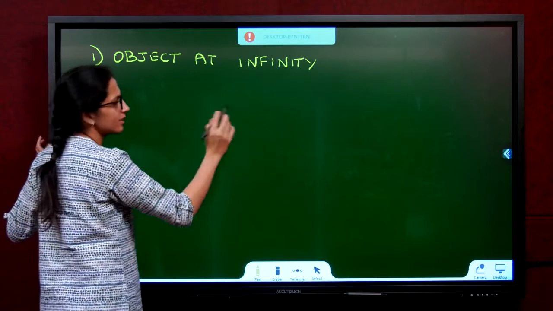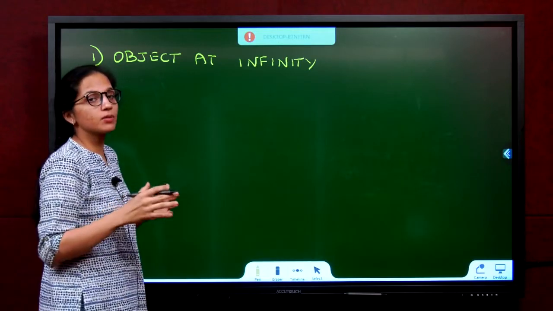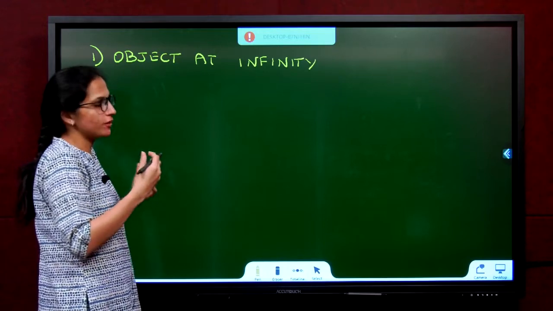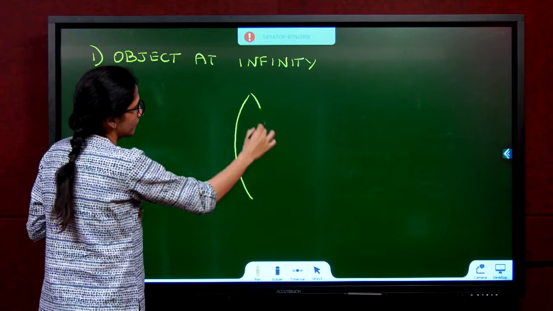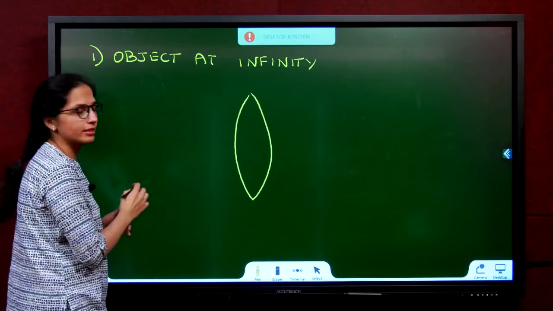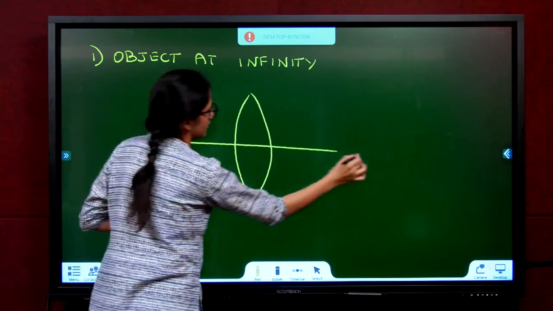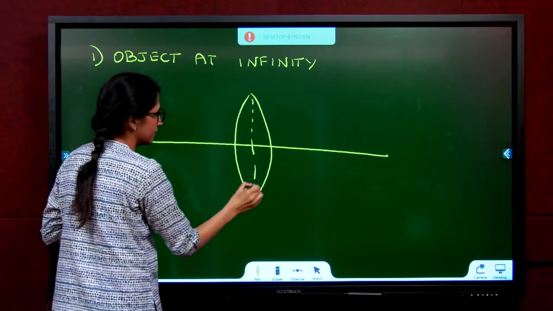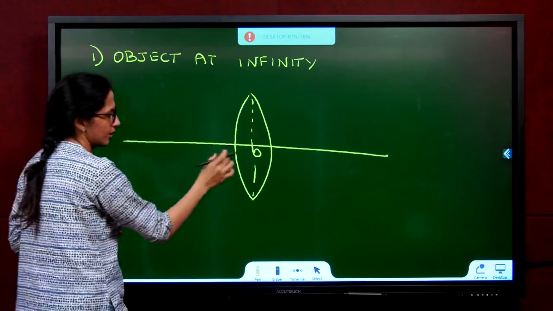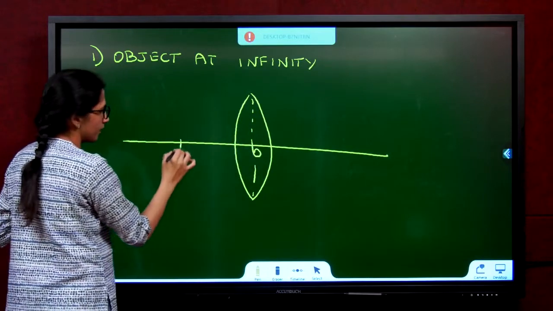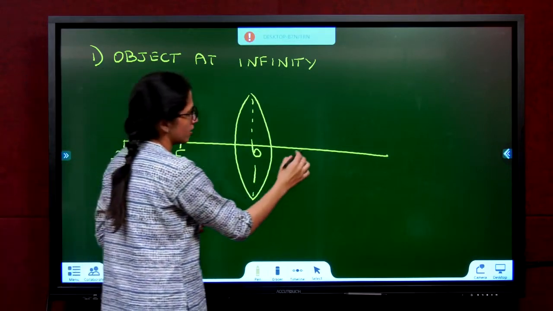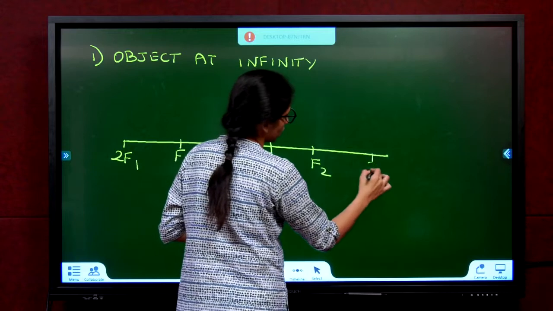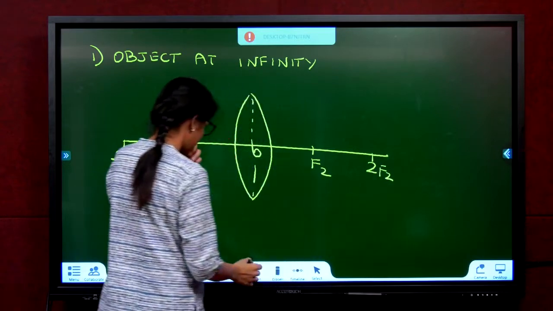First, draw the convex lens. Please follow the dimensions and measurements I have given you, which I mentioned in the previous section. Please draw the convex lens taking radius 4 centimeters. Mark the optic center. This should not be very fat. Mark F1, 2F1, F2, 2F2. Let us start.